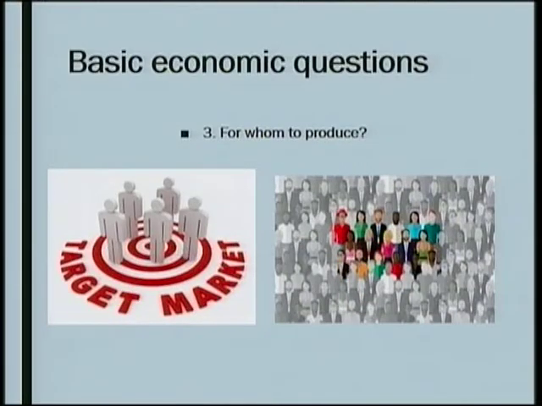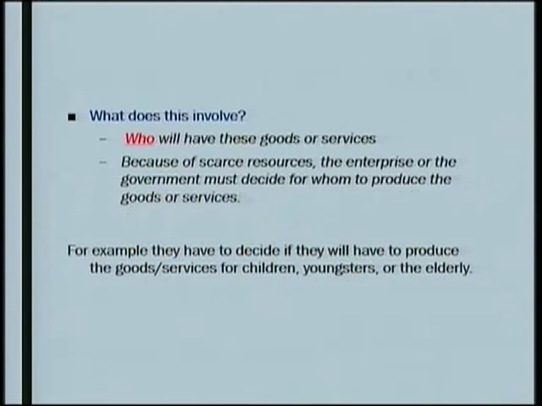The third economic question is for whom to produce. What does this involve? Who will have these goods or services? Because of scarce resources, the enterprise or the government must decide for whom to produce the goods or services. For example, businesses will have to decide whether they will produce the goods and services for children, youngsters, or the elderly.